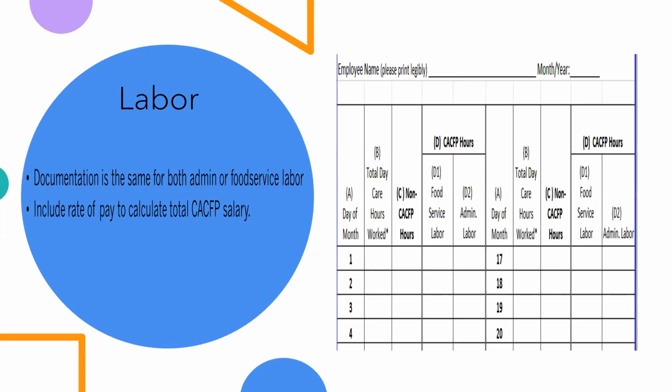For your labor, document the same for both admin and food labor. Here's a little chart that you can put in: the total daycare hours worked, the non-CACFP hours worked, food service, if you're doing food service, and you can use this for your regular labor as well. So whatever you're using for your labor is fine. If anybody's getting charged hours for CACFP, we want to see that. And then also make sure you include the rate of pay so we can calculate the total CACFP salary.